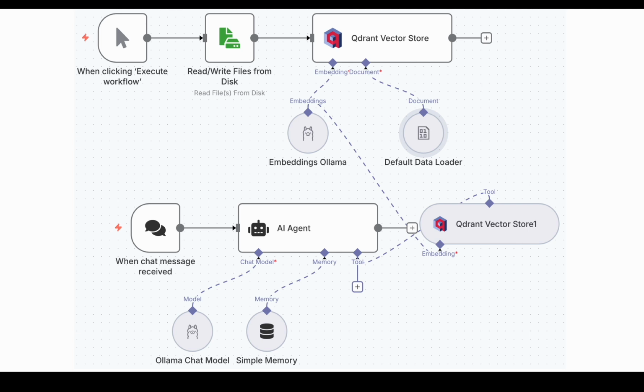So if we look at the workflow at the top, we click execute, and that reads and writes files from a disk. So this is to populate the memory store, so the chatbot's going to know what to talk about. I downloaded 5 Ford manuals. So it read the files from the disk. The embedding model did its algorithm on it and put it in the Qdrant vector store.